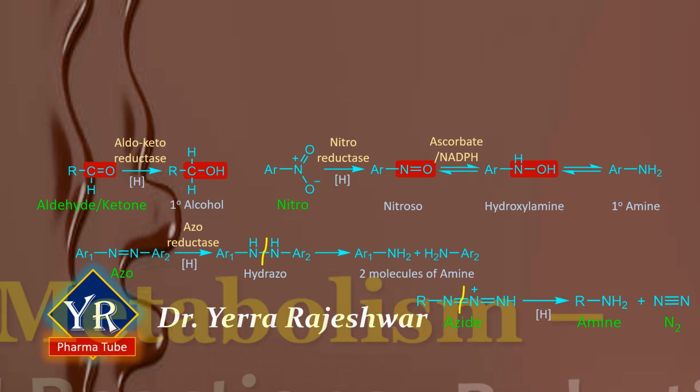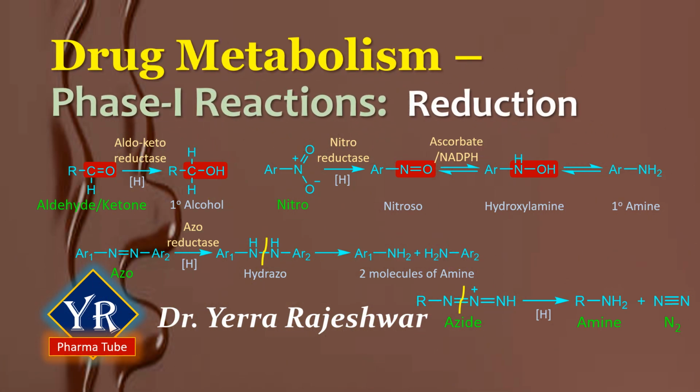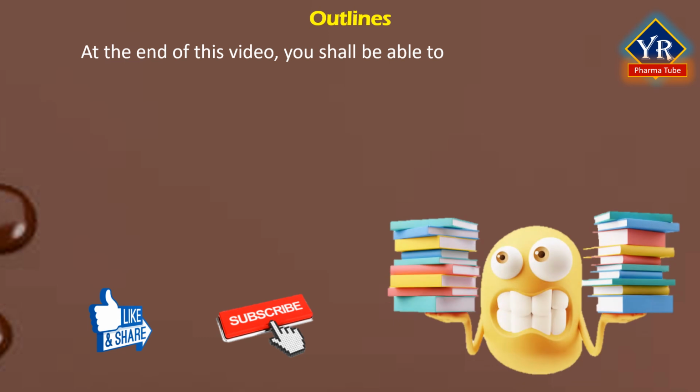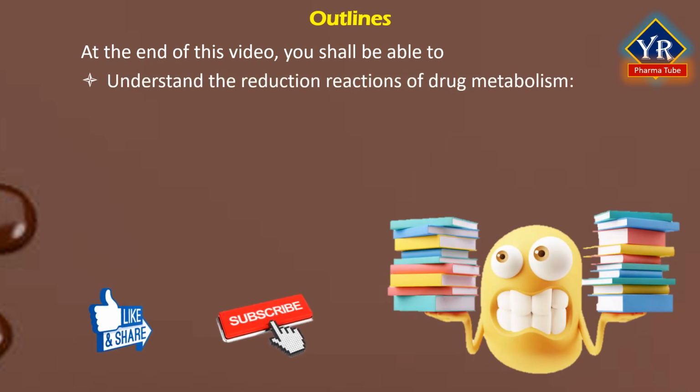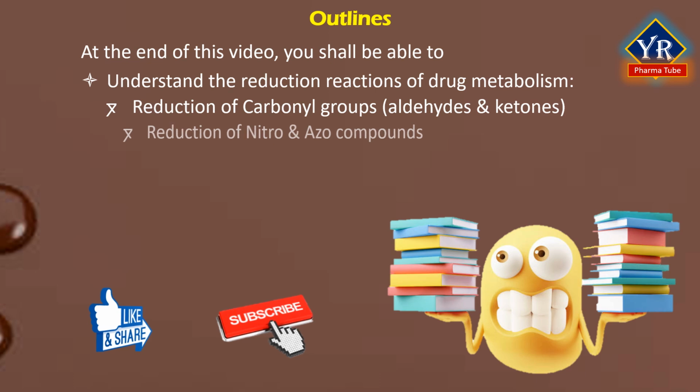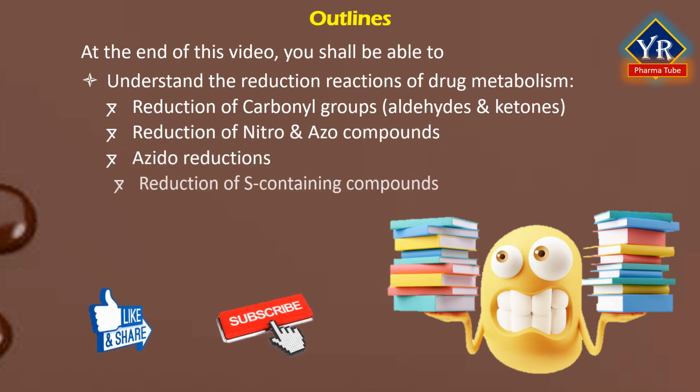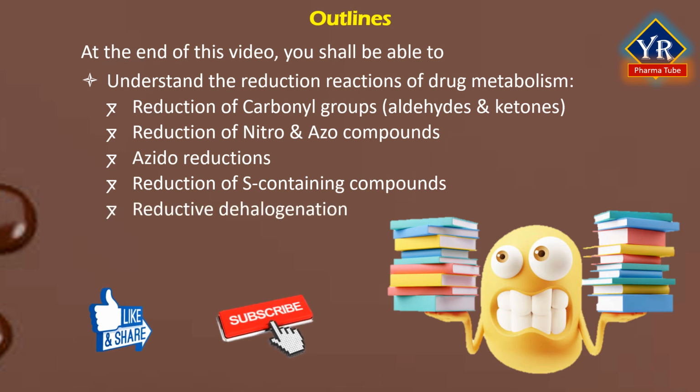In this lecture, we shall try to understand the reduction reactions of phase 1 drug metabolism. At the end of this video, you will be able to understand the process of reduction and the different types of phase 1 reduction reactions, which include reduction of carbonyl compounds, reduction of nitro and azo compounds, azido reductions, reduction of sulfur containing compounds, reductive dehalogenation, and certain miscellaneous reduction reactions.